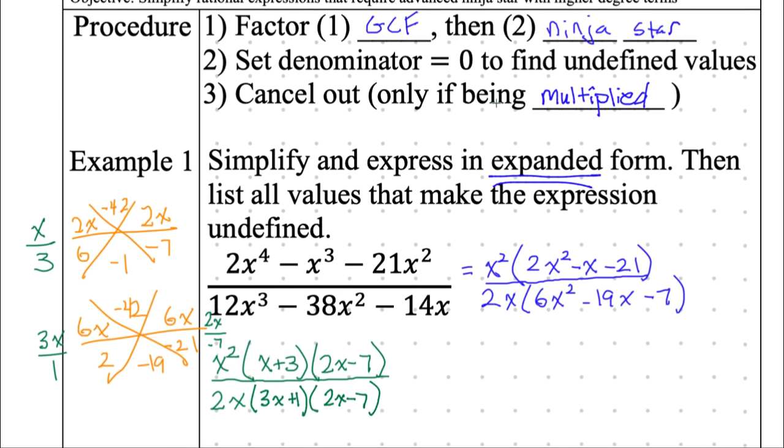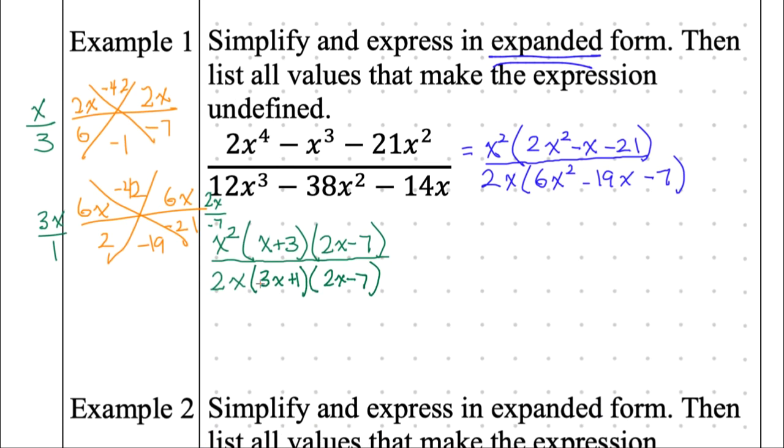Set the denominator equals 0 to find undefined values. So right now I'm working on the bad values. Let's find the bad values that make it undefined, which means I'm setting this entire denominator equal to 0, which means 2x could be equal to 0. It could mean that 3x plus 1 is equal to 0, and it could mean that this 2x minus 7 is equal to 0. This is the zero product property that I'm invoking right here, where every single one of these terms could be equal to 0.